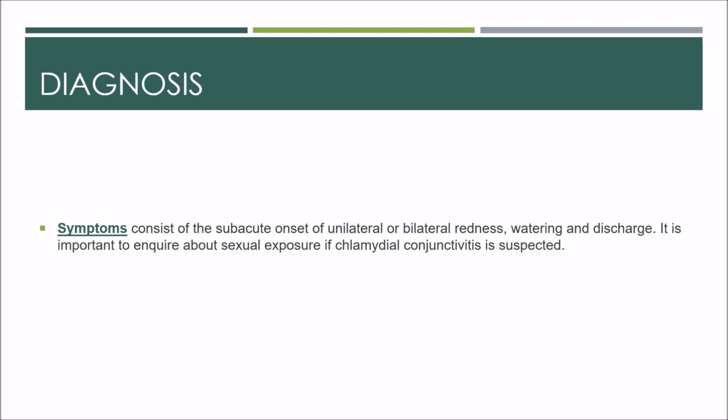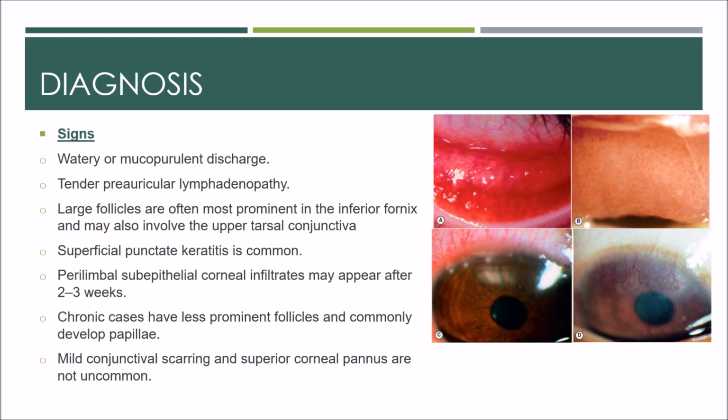Now, patients present with symptoms of subacute onset of unilateral or bilateral redness, watering, and discharge. Untreated, the conjunctivitis becomes chronic and, though self-limiting, may persist for several months. It is important to inquire about sexual exposure if chlamydial conjunctivitis is suspected. Upon clinical examination, there is watery or mucopurulent discharge and tender pre-auricular lymphadenopathy.